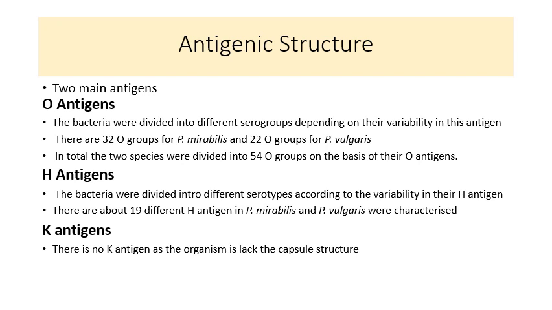The antigenic structure of Proteus. Proteus, as a member of Enterobacteriaceae, has the O antigen and the H antigen, but no K antigens. Starting with the O antigen, this antigen is used for serogrouping the Proteus species depending on the variability in this surface structure. About 32 groups have been characterized for Proteus mirabilis and 22 groups for Proteus vulgaris, a total of 54 groups on the basis of their antigens.